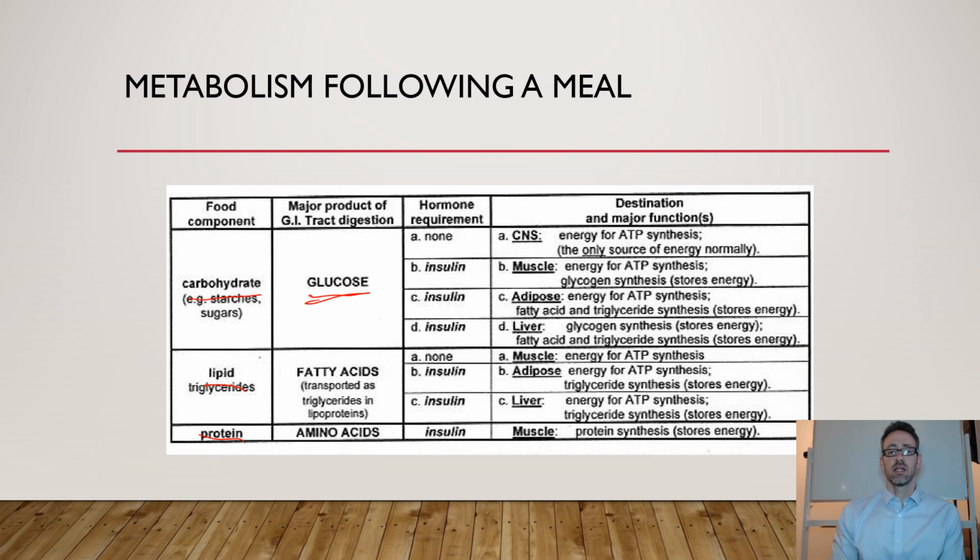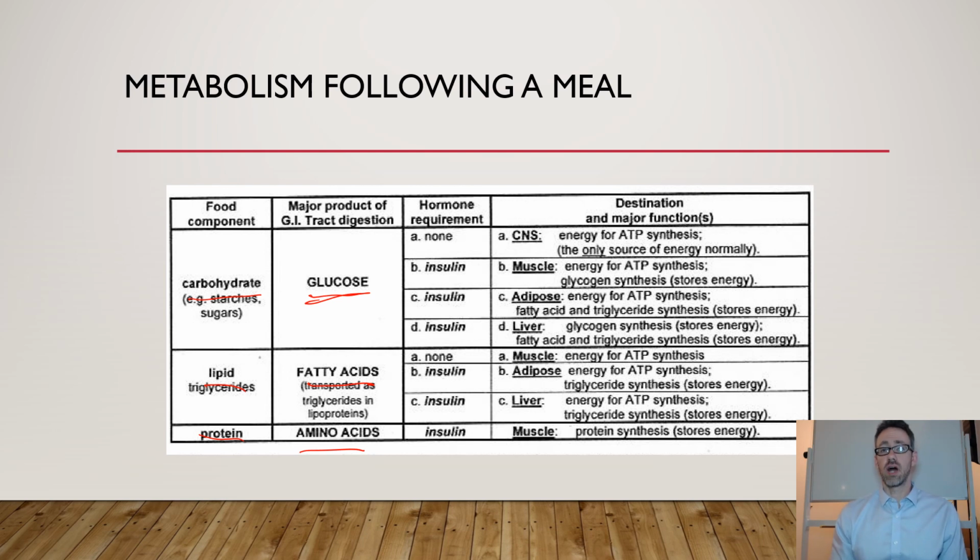Now, once that glucose enters the body, the hormone that you're going to see in abundance following a meal is insulin. Insulin levels will rise in response to rising glucose, fatty acid, and amino acid levels, which are all breakdown products from digestion. In general, insulin acts on multiple tissue types, as you'll see, and its job is really an anabolic one.